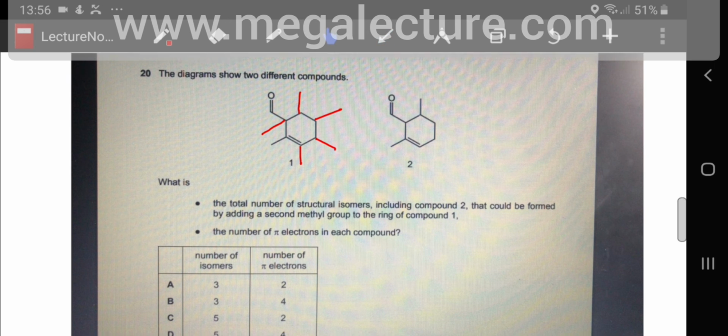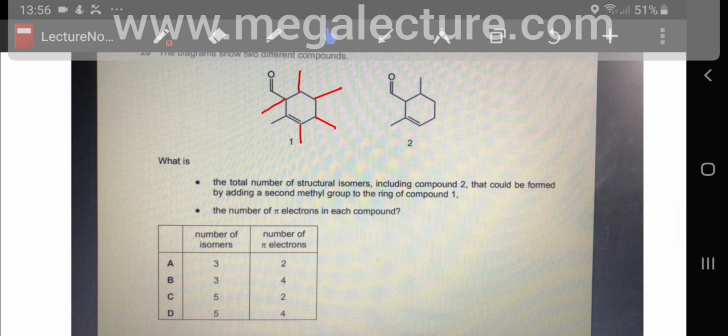And the next part was the number of pi electrons in each compound. In each compound, that's easy. So that means you're supposed to count the number of electrons. That's 1 pi bond, that's another pi bond, that's a total of 4 electrons. 1 pi bond has 2 electrons each. So 1 over here, 1 over here, that's also 4. So in my opinion, the answer is going to be option D.